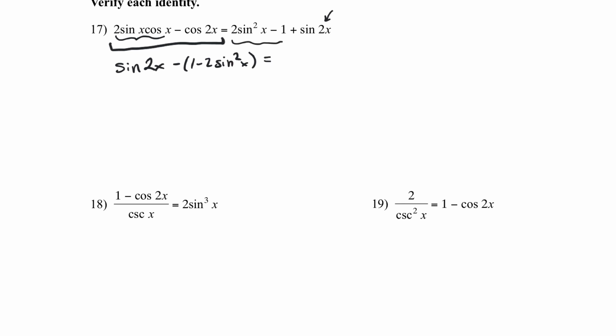Because that really reminded me of that side. And so now I'm going to distribute the negative sign and collect all my like terms. So we're going to say sine of 2x minus 1 plus 2 sine squared x. I'm just going to rearrange it to make it look like the other side. So we have 2 sine squared x minus 1 plus 2, not 2.